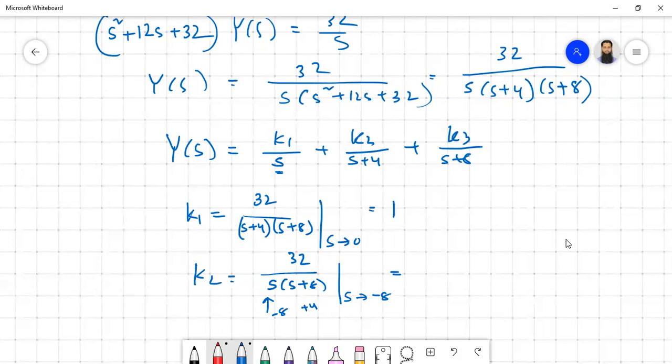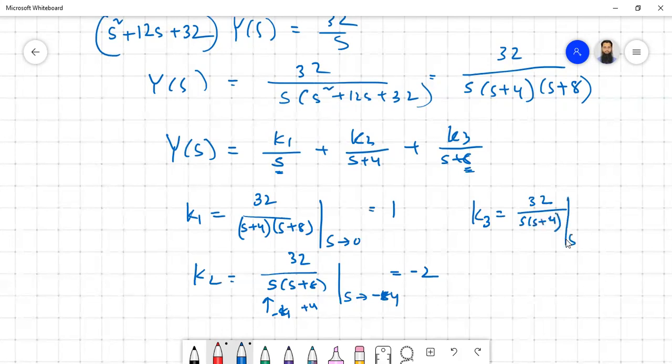Okay, so this will give you, I think, oh, sorry, we are actually applying the second term also. So it has to be 4. So it will be minus 4, and it will be minus plus 4. So basically 16, so minus 16. So basically it will be minus 2. Similarly, K3 you can figure out will be 32 by this is for 8. So basically s plus 4 will be there.